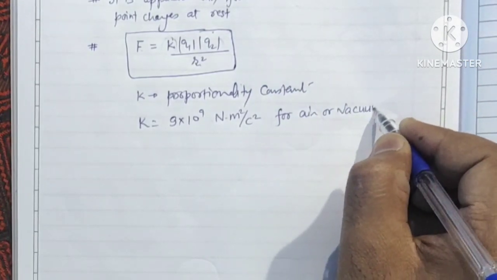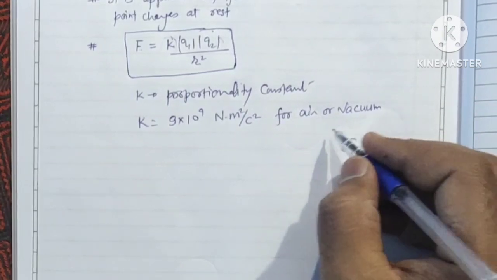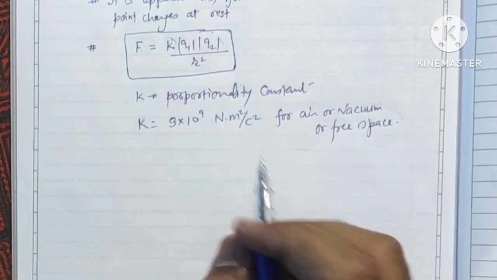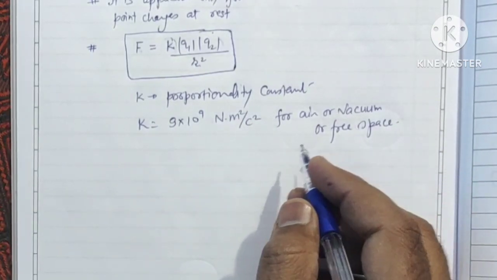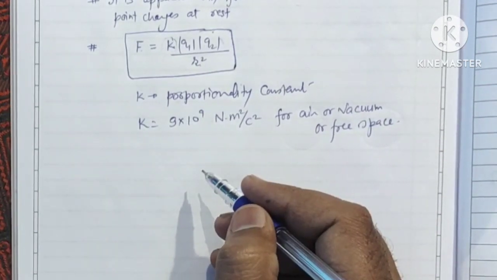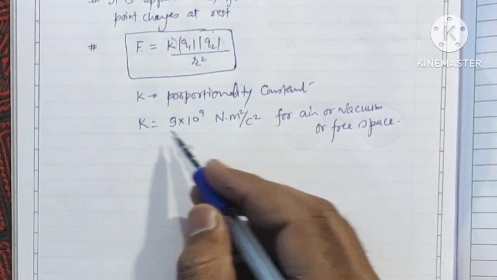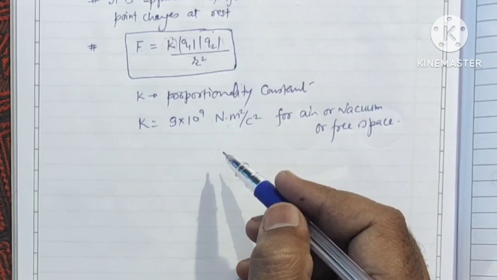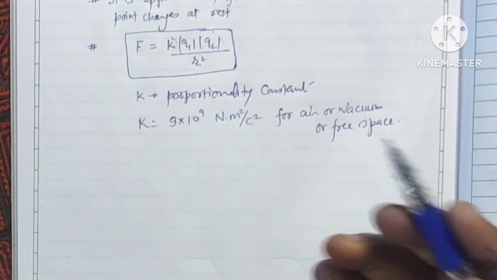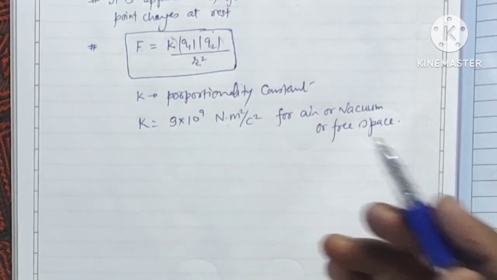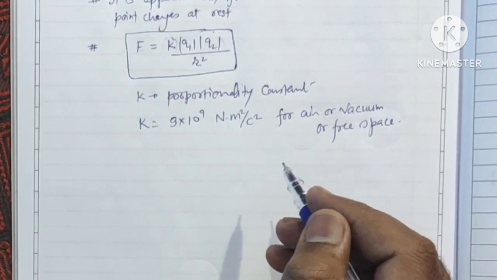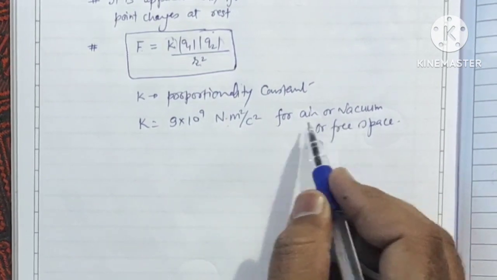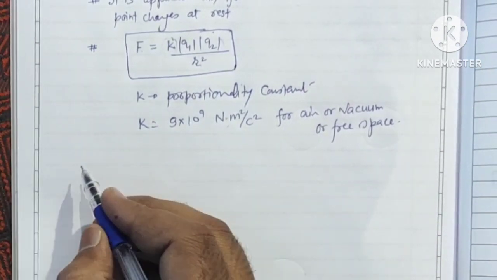We consider air and vacuum behavior very close to each other, or free space, right? And for any other medium given in the problem, this value of K will be given. No need to remember all the values of K for all the media. That is practically not possible. So just try to remember this value only, that is for air, vacuum or free space.